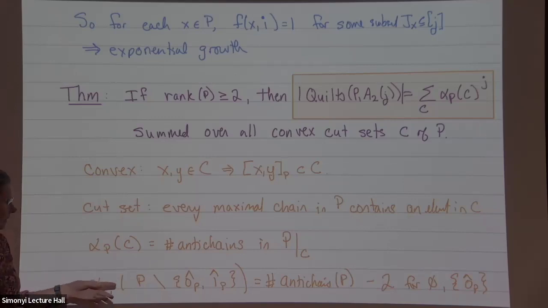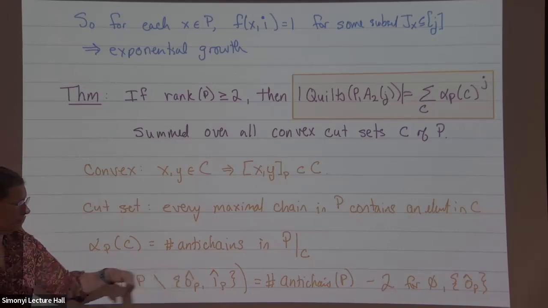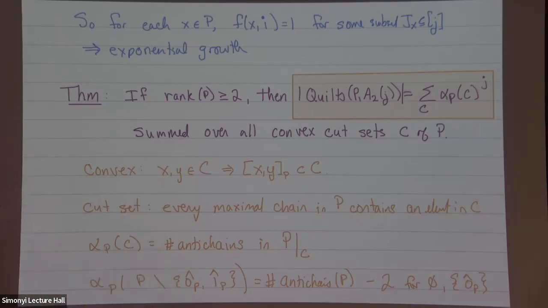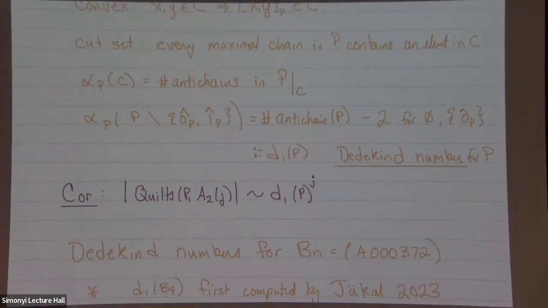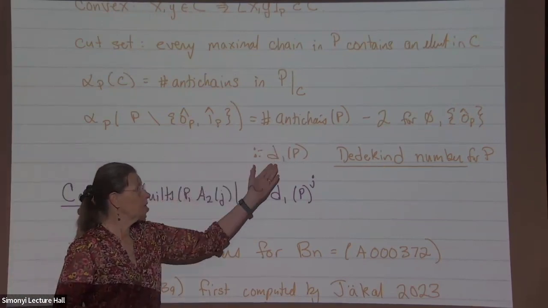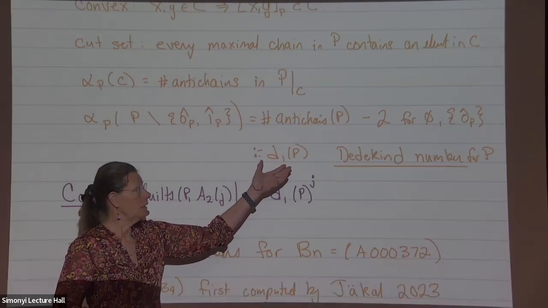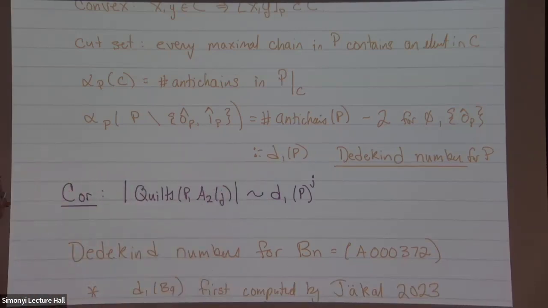And in that case, the number of antichains is almost the number of antichains itself, but minus 2 there for the empty set and the 0. And these we actually sort of need numbers like this. So this number of antichains minus 2, we'll call this D1 of P. And this generalizes the Dedekind numbers. I'll come back to Dedekind numbers in a second if you don't know them.